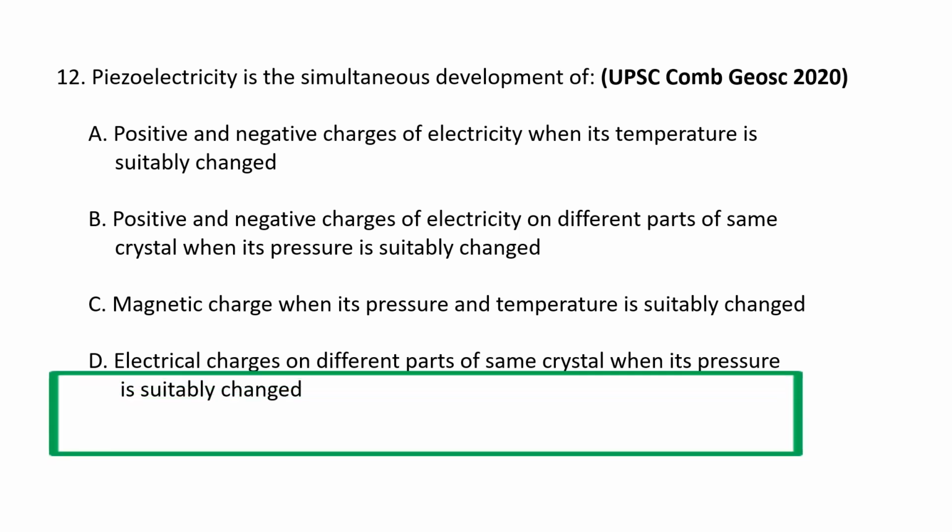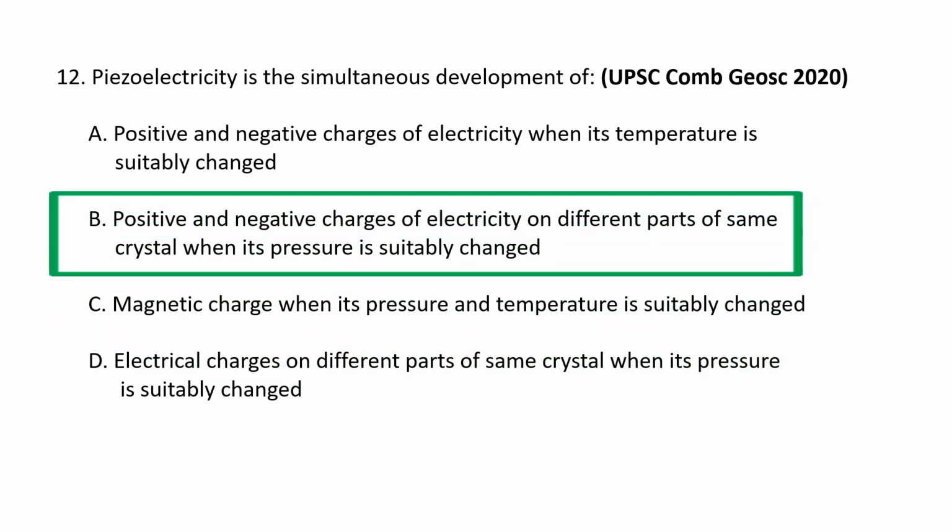So the correct option is: piezoelectricity is the simultaneous development of positive and negative charges on different parts of the same crystal when its pressure is suitably changed. B is the correct option. The piezoelectric effect is the property of some crystalline minerals or materials to polarize when subjected to a mechanical deformation. This is known as the direct piezoelectric effect, generating a potential difference, and at the same time they deform in an elastic manner when traversed by an electric current. So B is the correct option.